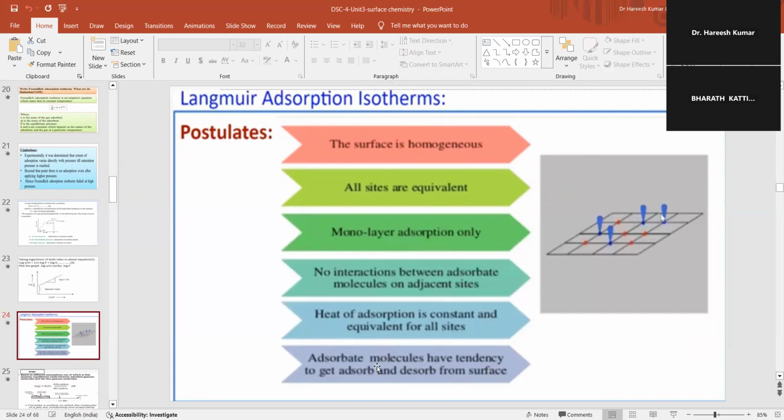Then this is again somewhere around 1980. Then adsorbate molecules have a tendency to get adsorbed and desorbed from the surface. That means adsorption and desorption both are possible, a reversible nature. These are the postulates of Langmuir adsorption isotherm.